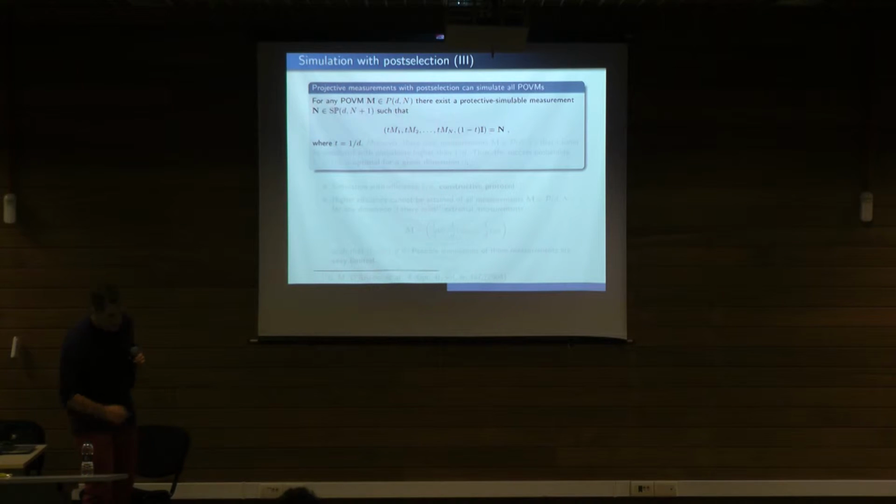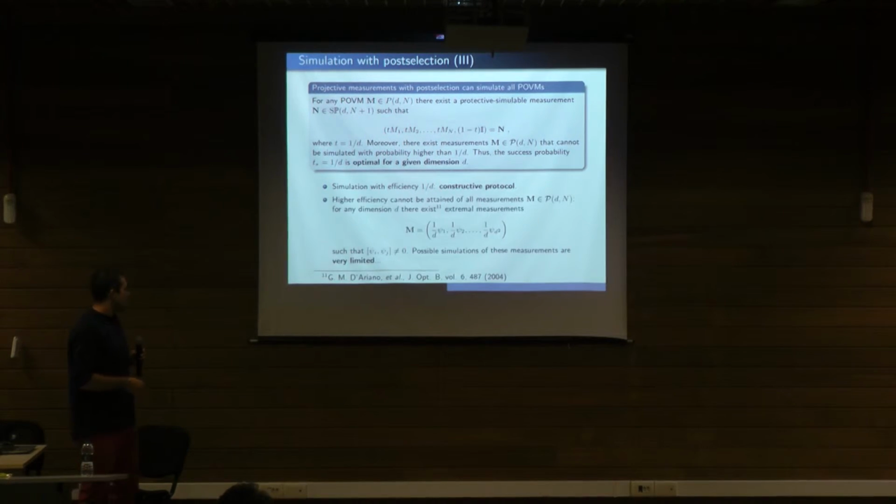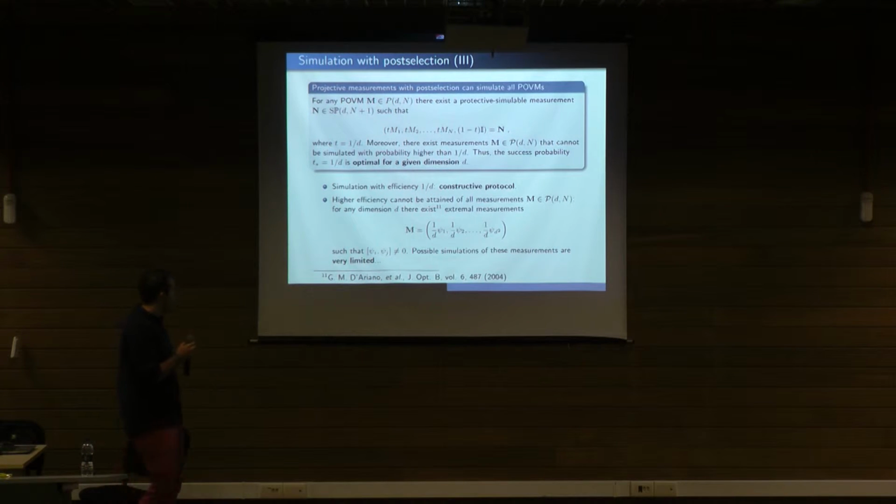Moreover, this number turns out to be optimal in the sense that you cannot get higher success probability for some measurements that you implement on d-dimensional space. And then how the proof goes. First, there is a constructive protocol that I will tell you later that attains this efficiency. Second, one can construct specific measurements for which one can show that you cannot get higher success probability.